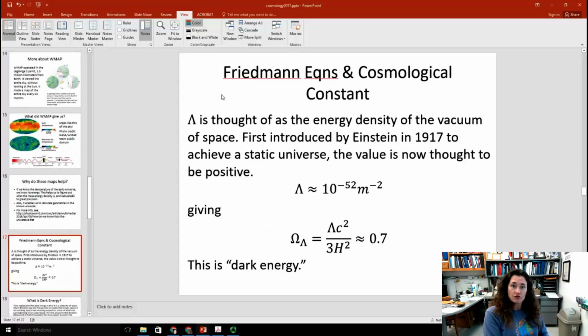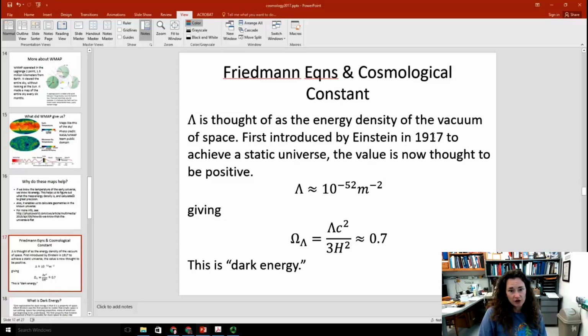Now, moving on to other terms in the Friedmann equation, since we discussed how we know what these values are, thanks to the WMAP and later the Planck satellites, we've been able to calculate what we think these omega sub m and omega sub lambda values are. So remember, lambda is thought of as the energy density of the vacuum of space, and it's the cosmological constant. And it was first introduced by Einstein in 1917 to achieve a static universe. And of course, he thought that was a huge mistake, a huge blunder, but it turns out we do need that term. We need that cosmological constant for an entirely different reason.